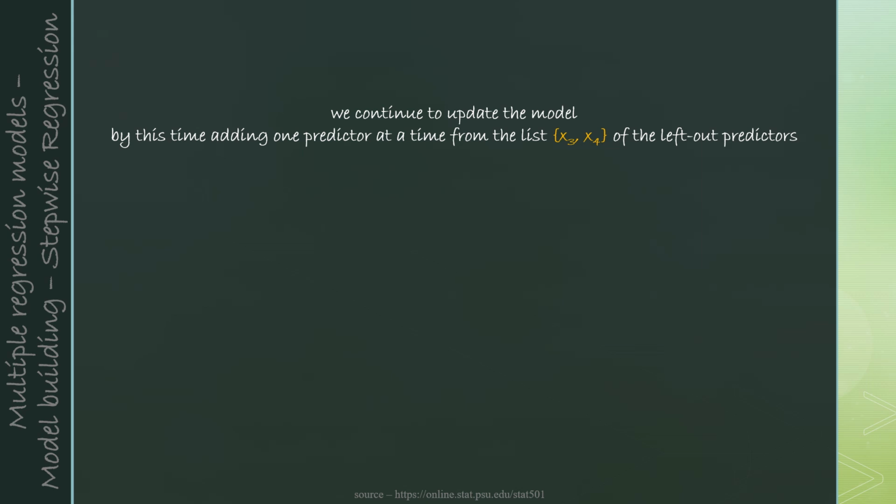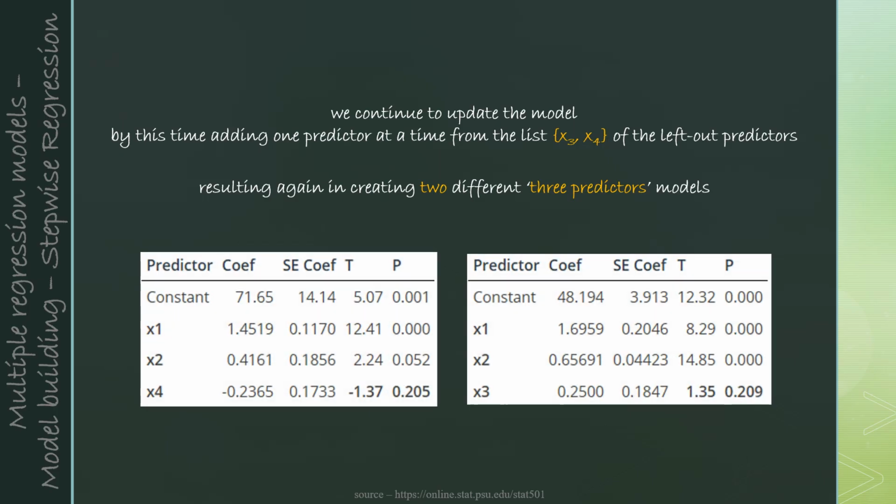We continue to update the model, this time adding one predictor at a time from the list x3 and x4 of the left out predictors. Note, we again attempt to add those predictors that we dropped. That's the way the procedure goes, resulting again in creating two different 3-predictor models.